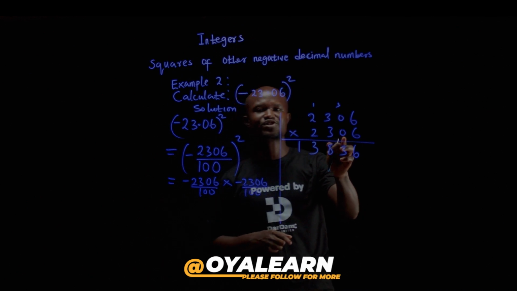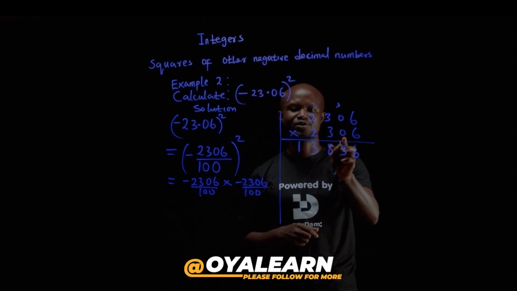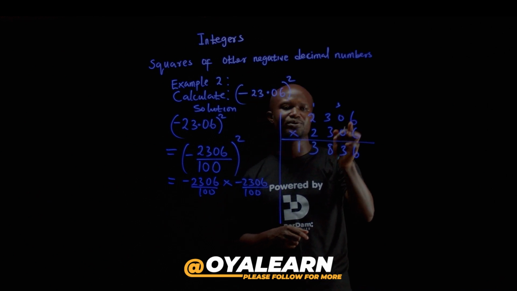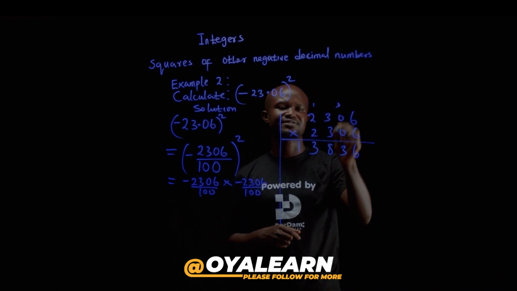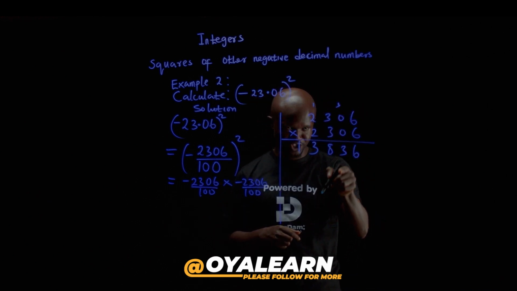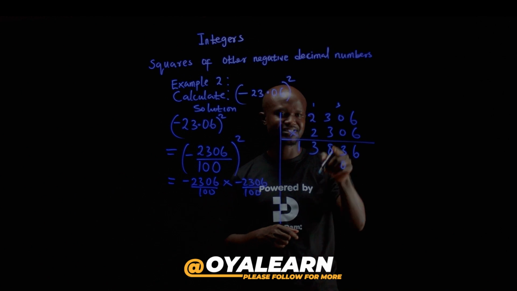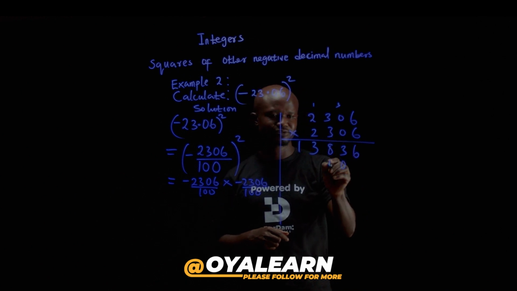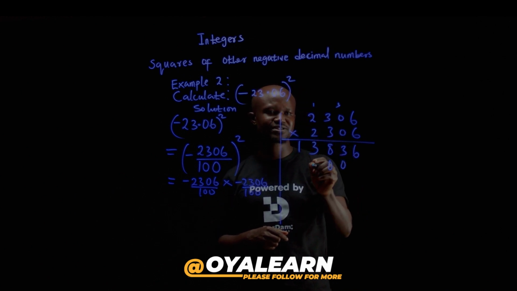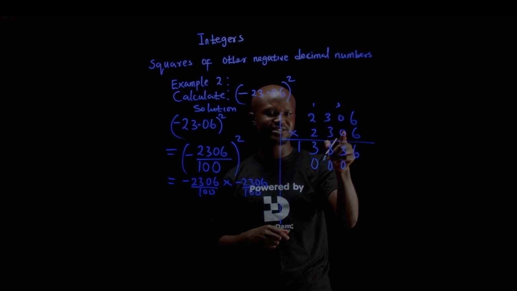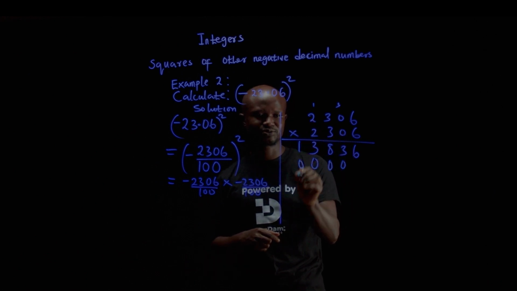Now, the next number we are using is 0. Don't forget that. We're using 0. So 0 times 6, 0. Look at the position of 0. It's going to be under it like this. 0 times 0, 0. 0 times 3, 0. 0 times 2, we also have 0.